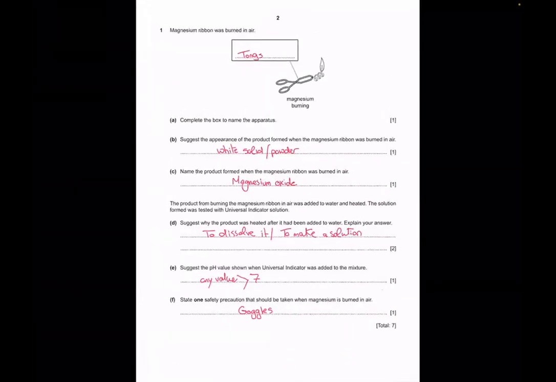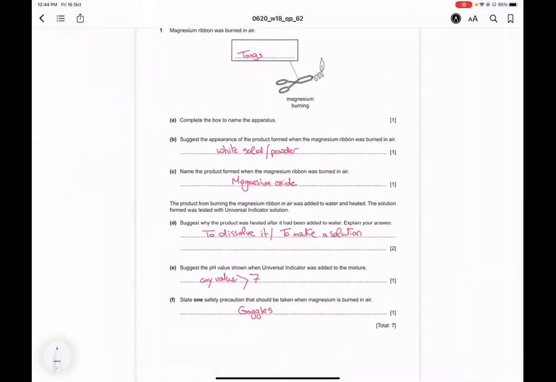November 2018, paper 6, variant 2. Magnesium ribbon was burned in air. Okay, it's always useful to write the reaction. Magnesium burning in air will produce magnesium oxide. Okay, this is tongs. If he asks for the apparatus, this is tongs.